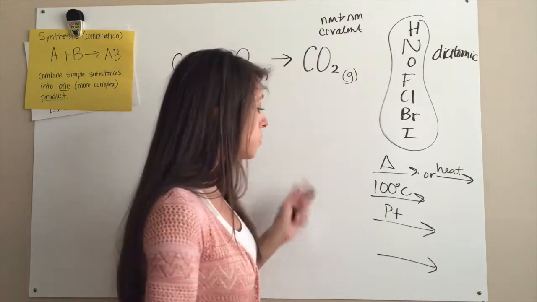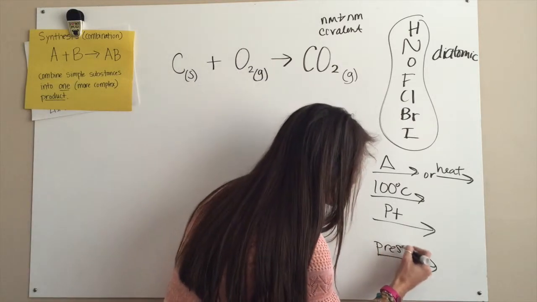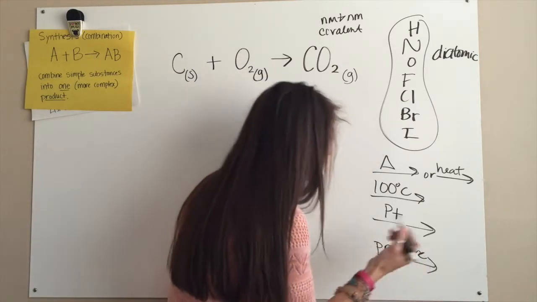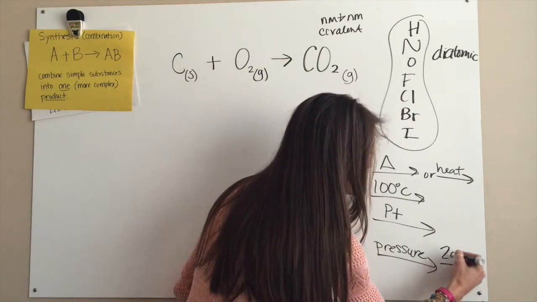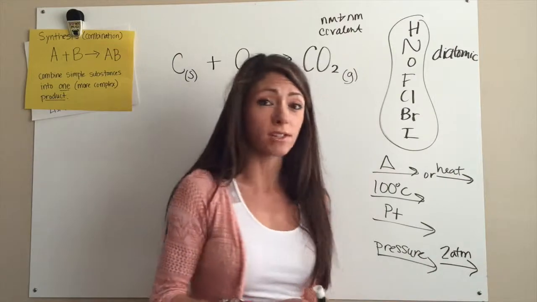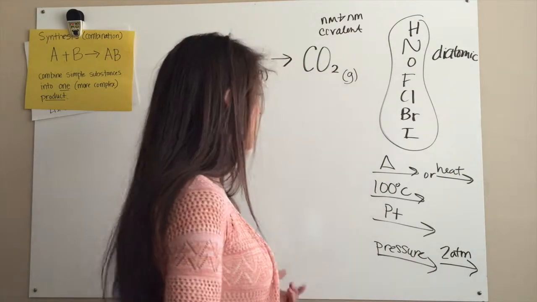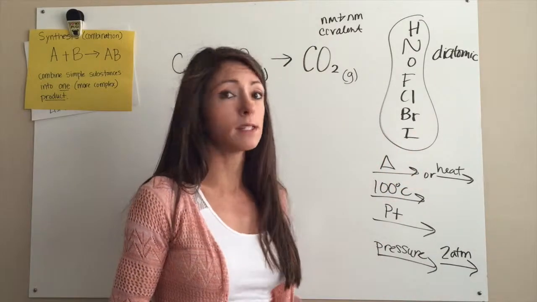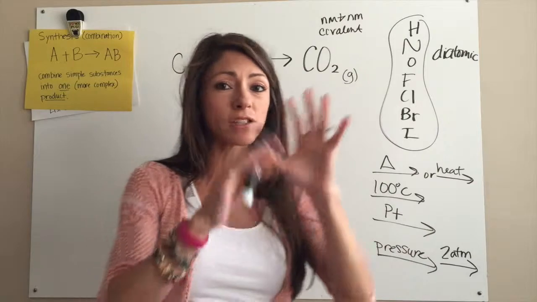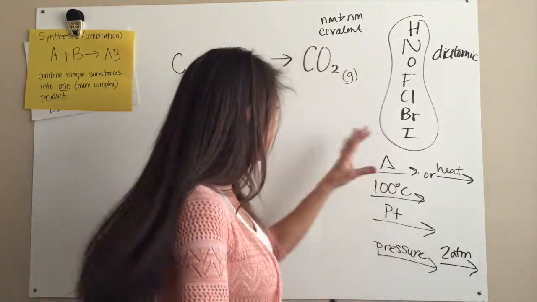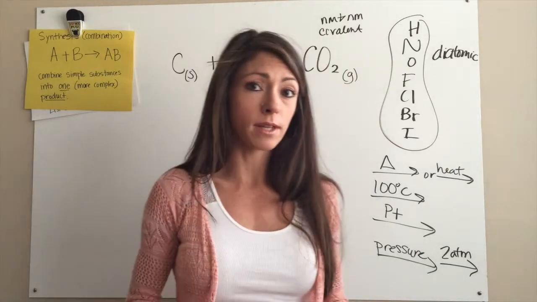You could also see something like pressure written here, which usually means that the pressure has been increased. You may see an actual pressure measurement, like 2 atmospheres, which is above atmospheric pressure. Those are just details about the conditions. Right here, nothing like that is given, but be aware that if you get a descriptive sentence of your chemical reaction and these sorts of conditions are listed, you must indicate it over your yield arrow.